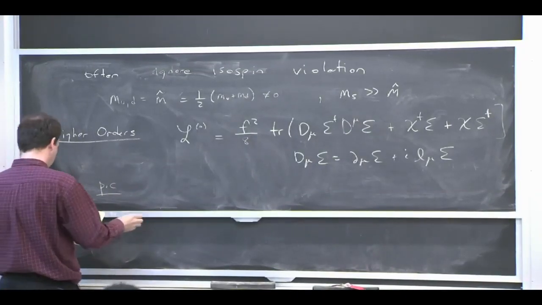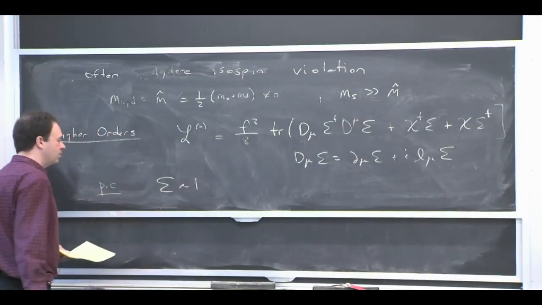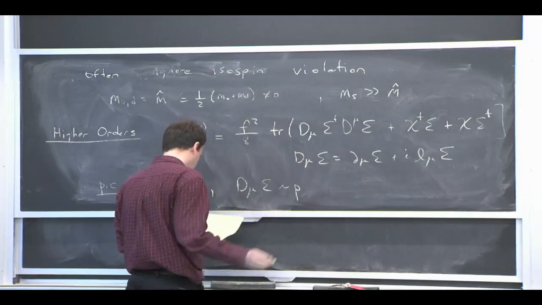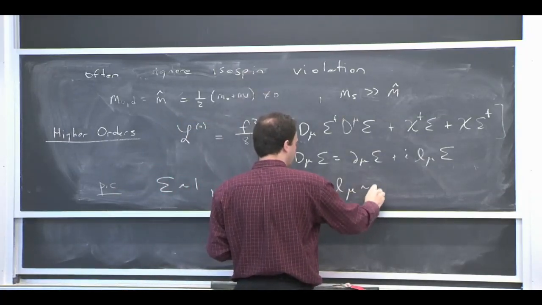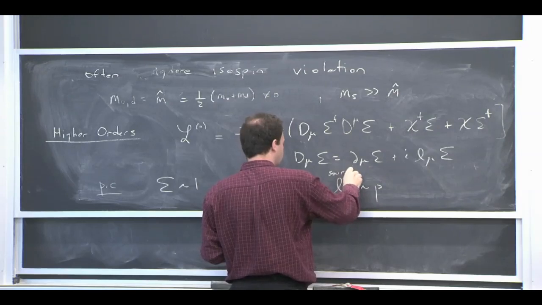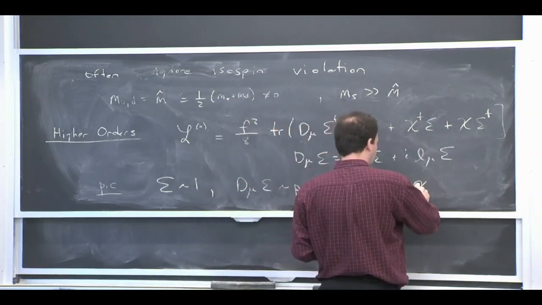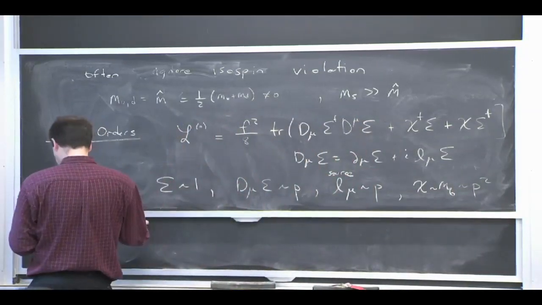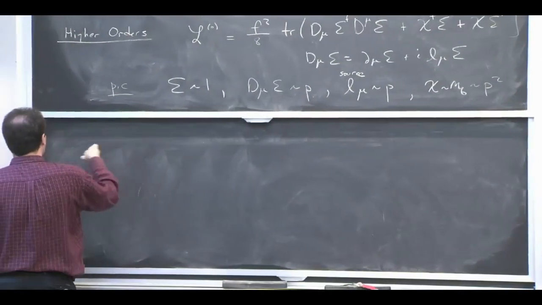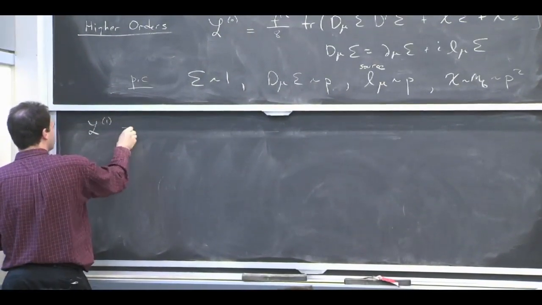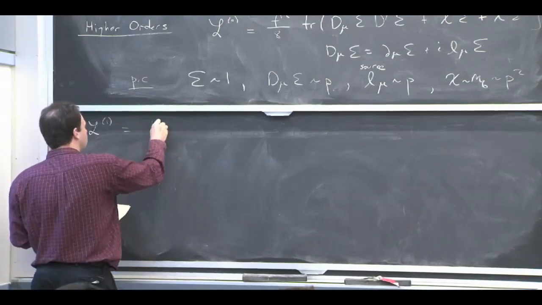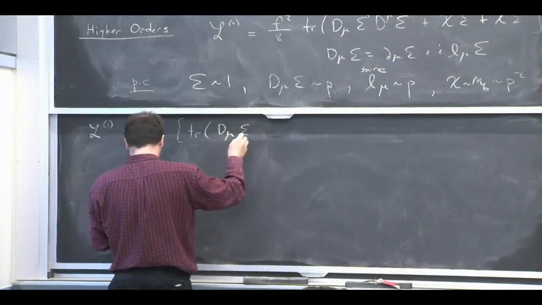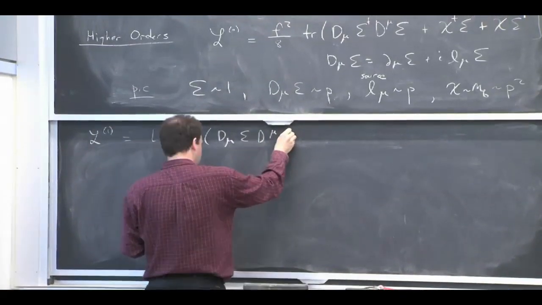Power counting. For power counting purposes, you count sigmas as order 1. You count D mu sigma as order p, which means you count L mu, the source, as order p. This is a left-handed source. And you count chi's and mq's as order p squared. That's just repeating what we've already said. And these higher order terms, which were L's, we can then enumerate. And I now just use covariant D's when I write them down.